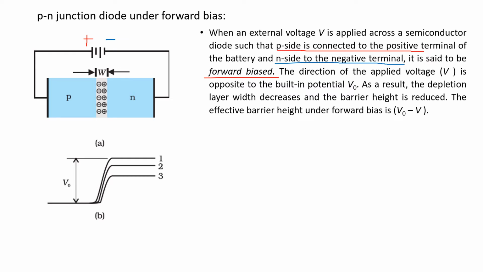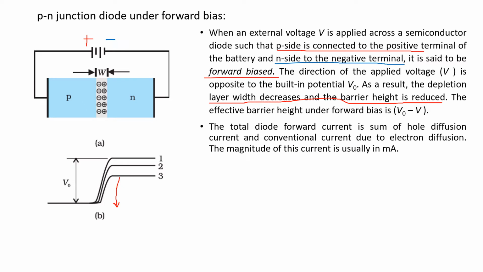As a result, the depletion layer width decreases and the barrier height is reduced. This is the barrier height. It is reduced. So initially it was at position 1, and when we connect it to forward bias, the barrier height is reduced. The effective barrier height under forward bias: initially it was V0 and it is reduced by V. Hence it is V0 minus V.